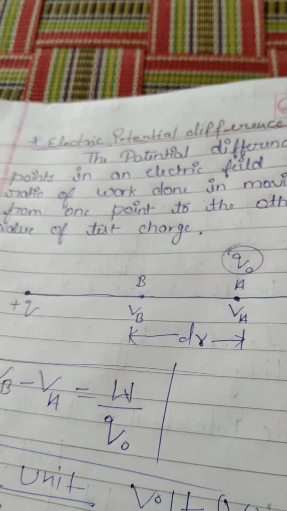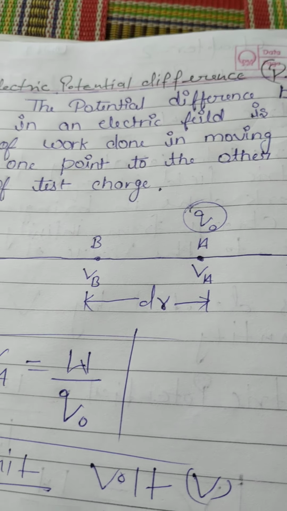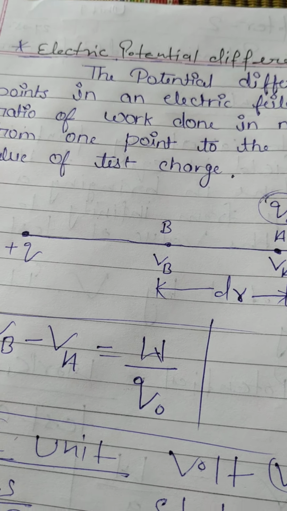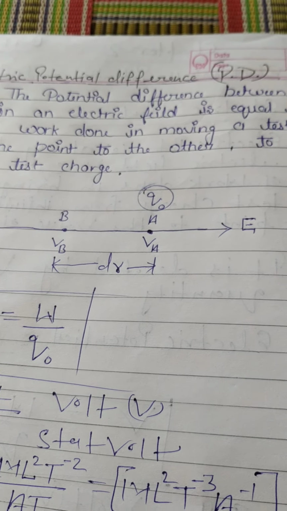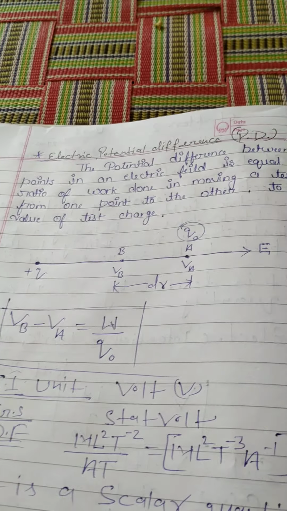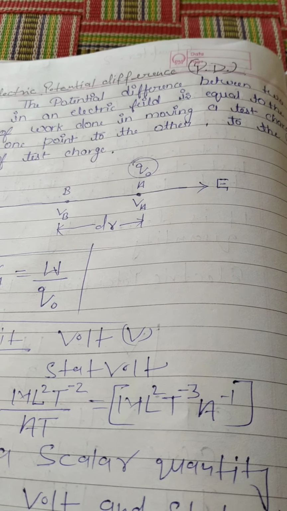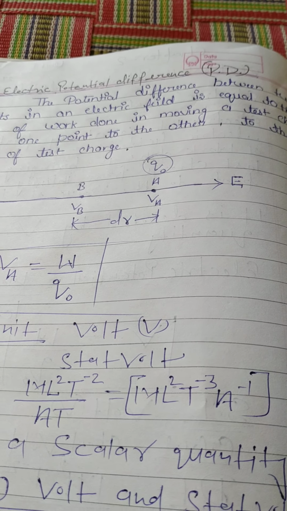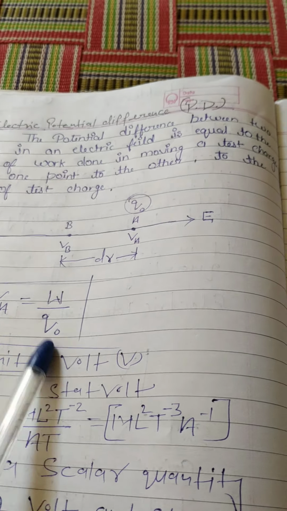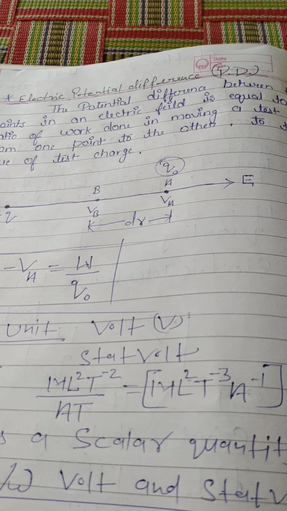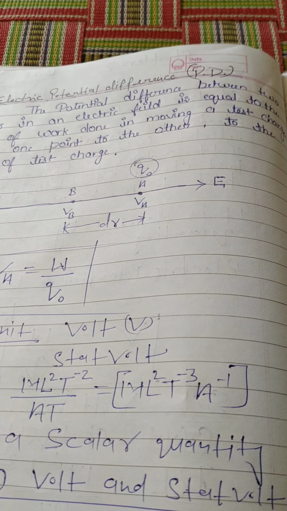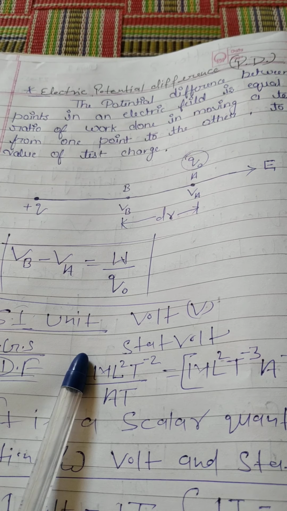Electric potential difference, PD: the potential difference between 2 points in an electric field is equal to the ratio of work done in moving a test charge from one point to another point in an electric field. It is denoted by V_B minus V_A.